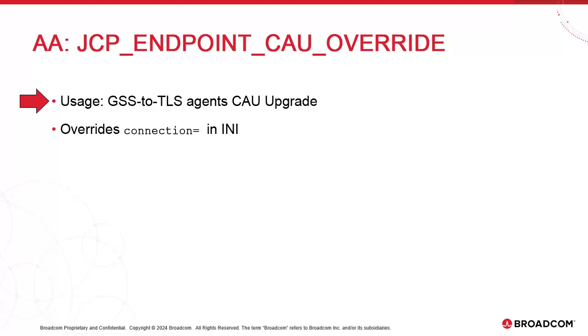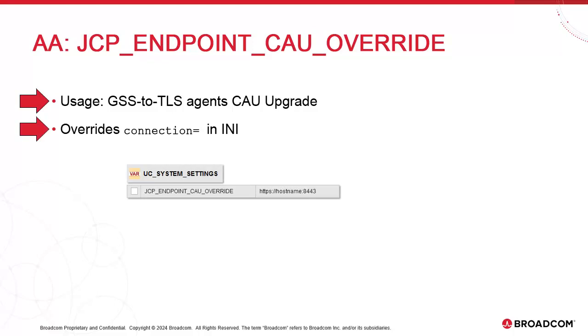But you may need to point to another JCP. You're able to bypass the connection parameter with a UC system settings key called JCP endpoint CAU override. You set it to the appropriate JCP and port, and CAU will use that one instead when writing the value to the INI file.